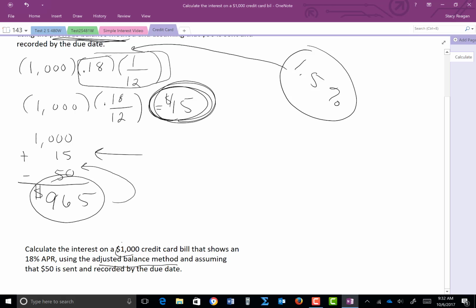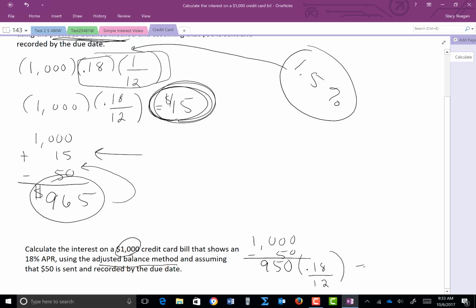Adjusted balance means that you're going to adjust the balance before you do the finance charge. So what you do is you take the $1,000 and you adjust it for the payments before you do any kind of finance charge. So your new balance right now before the finance charge is $950. Then you take it and multiply it by the interest rate, which is either 18%, and it's for a year, so we would divide it by 12 just like we did in the previous problem, or we could go ahead and put 1.5% interest in there.